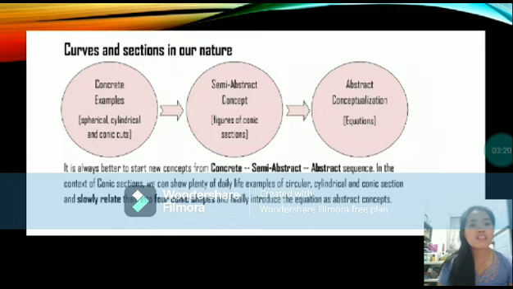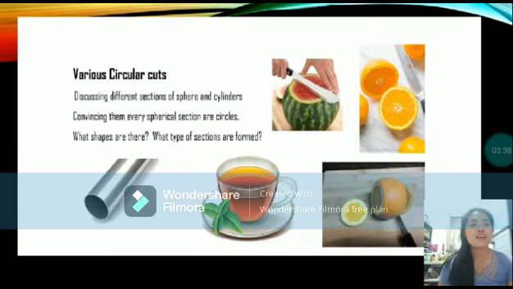So in the context of conic sections, we can show plenty of daily life examples of circular, cylindrical, and conic sections, slowly relate them to the four conic shapes, and finally introduce the equation as an abstract concept. So we have here the various circular cuts. You're all familiar with this. You have seen this in our daily lives. Discussing different sections of spheres and cylinders, convincing them that every spherical section is a circle. What shapes are there and what types of sections are formed?